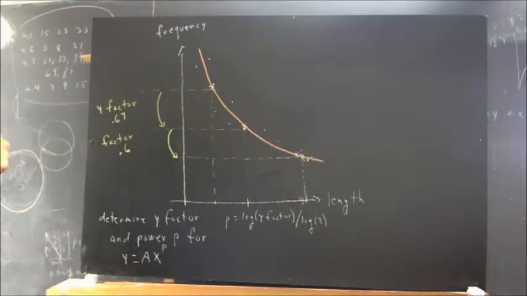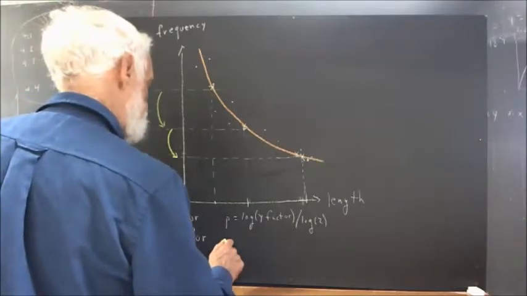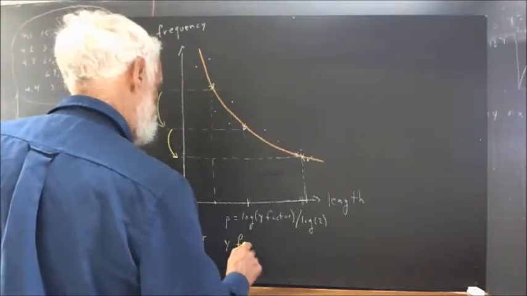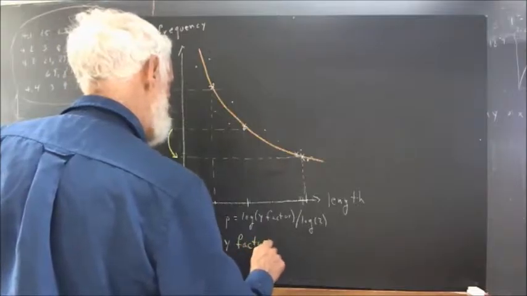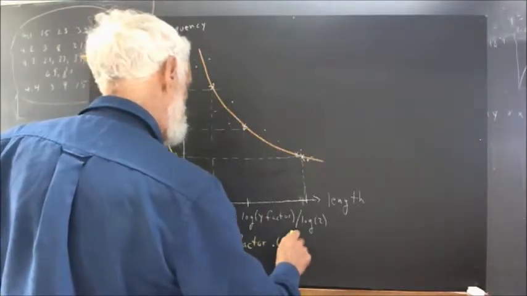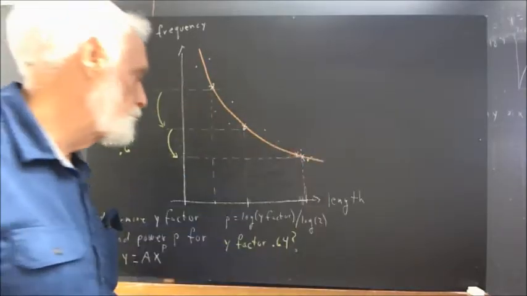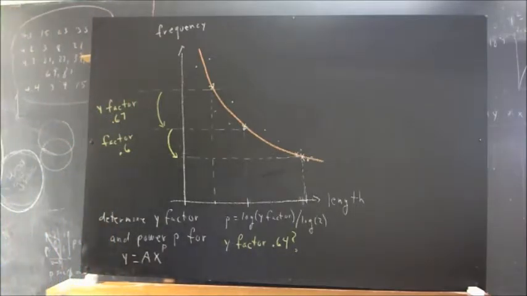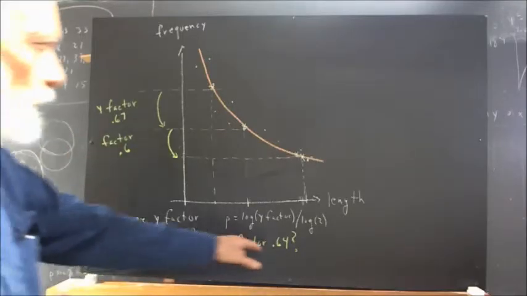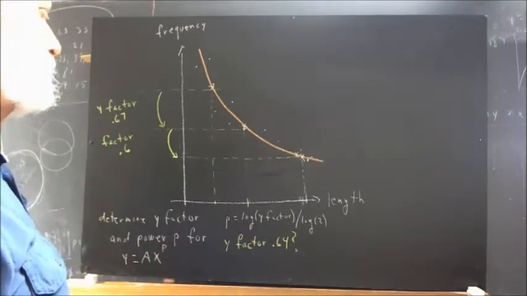Okay, so maybe y factor 0.64. Now you can make your own judgments. And you can use your own data to do your own graph and determine the y factor that you think should work. Okay, so y factor of 0.64.